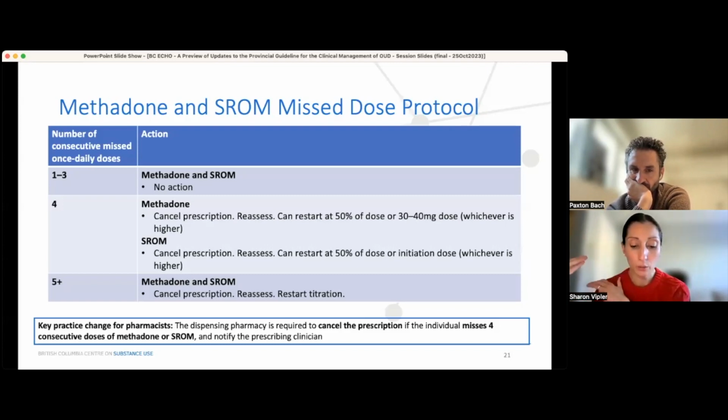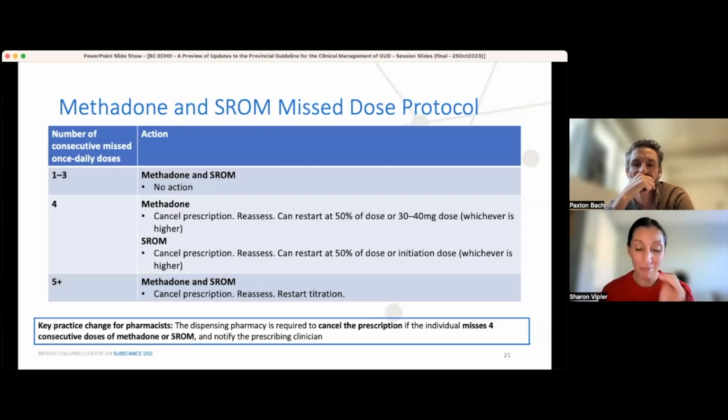With the new protocol, if there are 1 to 3 missed days for both methadone and slow-release oral morphine, you resume the same dose, so no change. Up to 3 consecutive once-daily doses can be missed without a dose change, so that on the 4th day since the last dose, the patient can get their same dose. I said the same thing 3 different ways because we think this is important.